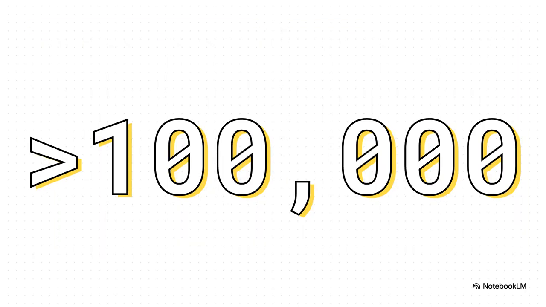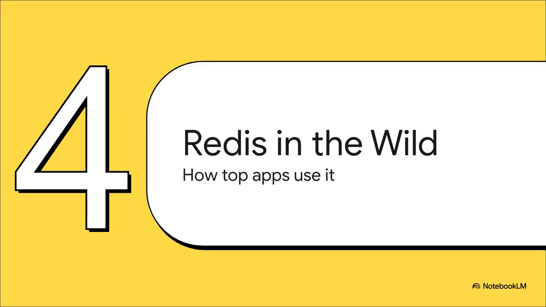So, just how much faster is having everything on your desk? We're talking over 100,000 operations per second. This isn't just a little speed boost. No way. This is a massive, fundamental leap in performance that makes all those real-time experiences possible. All right, so it's crazy fast, we get that. But where are you actually seeing this stuff in action? Let's go take a look at Redis out in the wild and see how the apps you use every day are putting it to work.